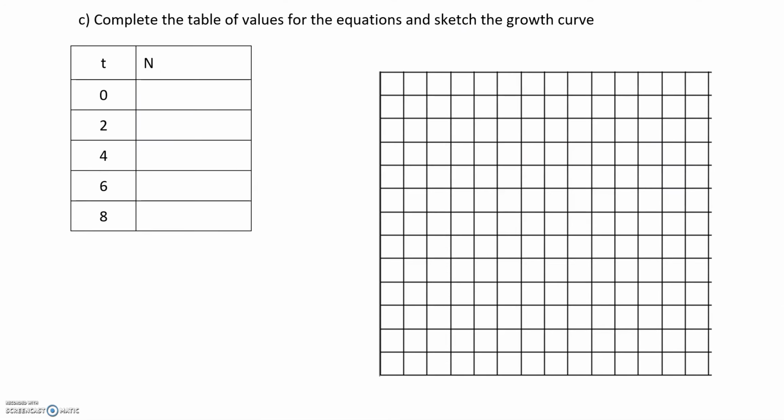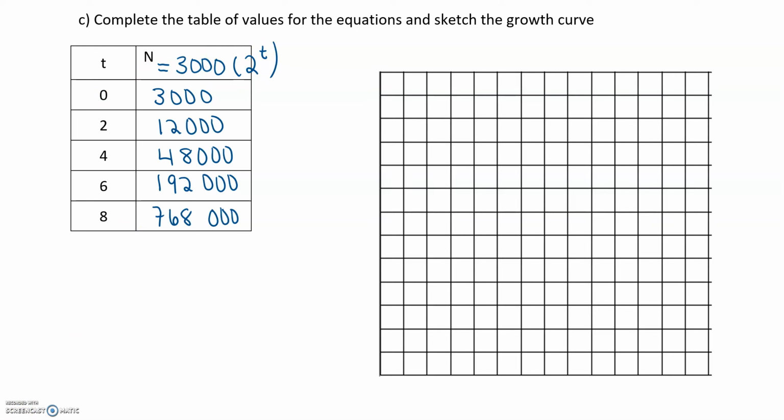Part C says to complete the table of values for the equations and sketch the curve below. Pause the video and fill out the table of values. Recall n is equal to 3,000 times 2 to the power of t, and to calculate each value of n, we substitute the value of t into the original equation.